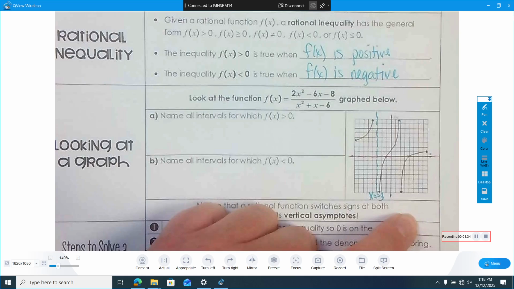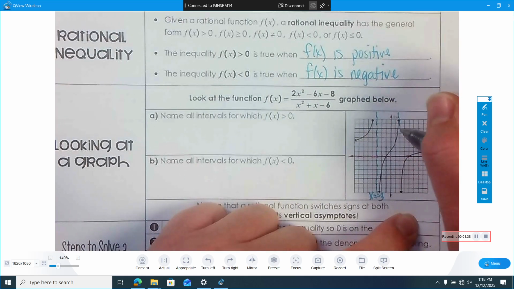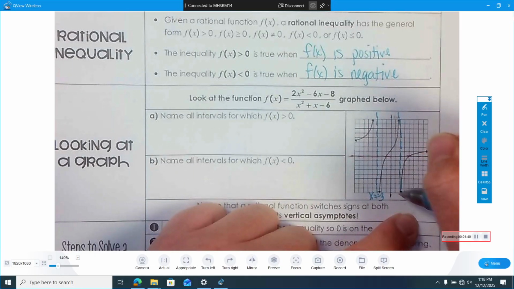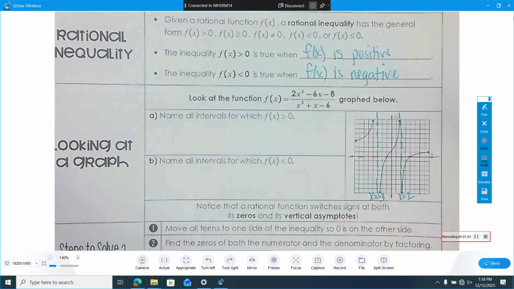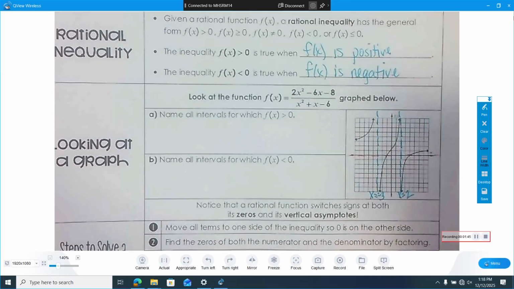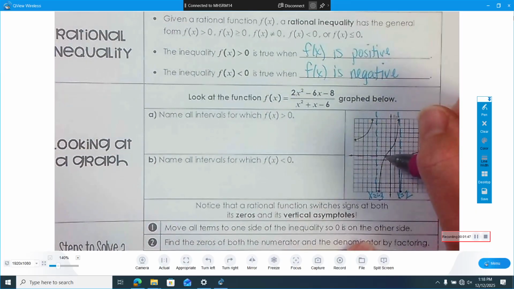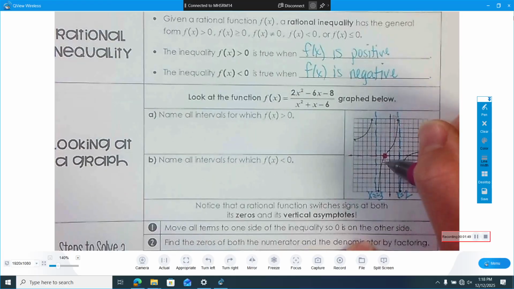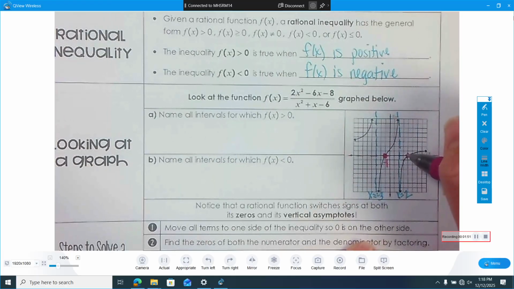Where's the other vertical asymptote? 2, yes. There's another vertical asymptote right here at 2. And there's also a couple of zeros here, at negative 1 and 1, 2, 3, 4.